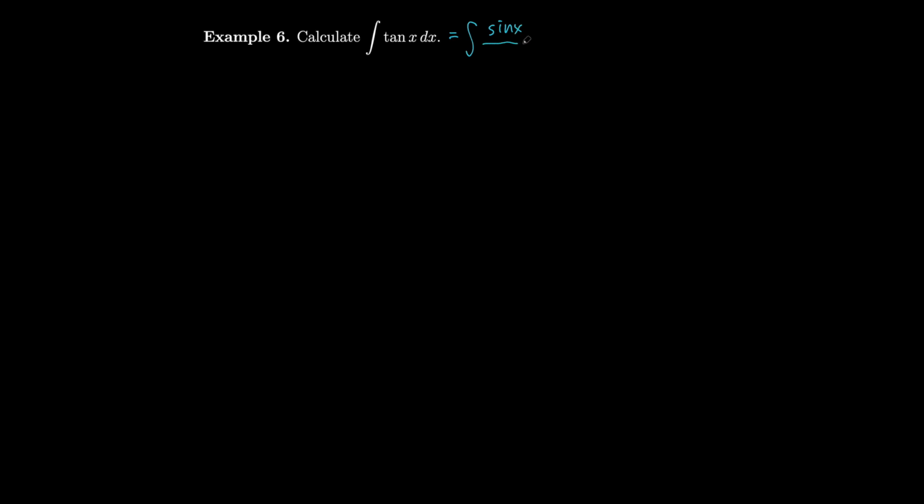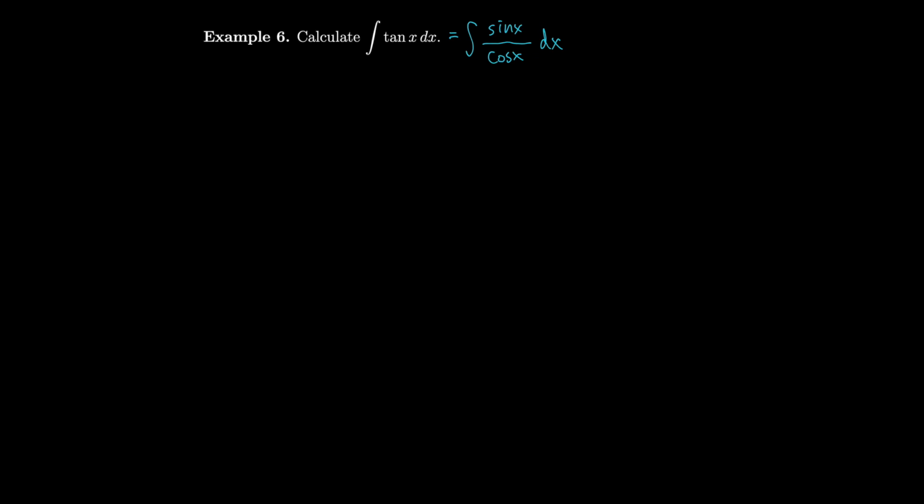Rewriting tangent as sine over cosine, now we see that there is a function that has a derivative in there. In fact, if I let u equal cosine, the derivative is minus sine, which is almost the same as that. I just have to put a minus in.